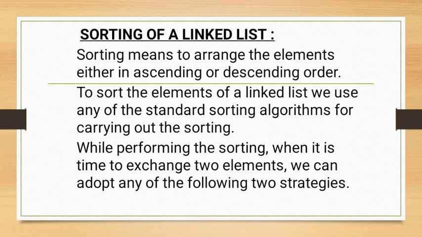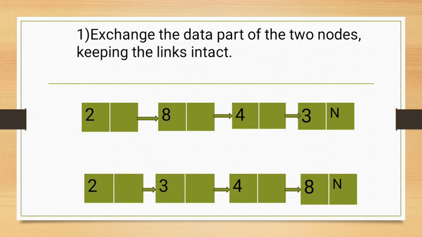So to sort elements of a linked list, we use any of the standard sorting algorithms that we know. You shall discuss sorting algorithms, merge sort, quick sort, and everything. All those sorting algorithms can also be used to sort data items in an array, just like they can be used in sorting data items in any other data structure. While performing sorting, when it is time to exchange two elements, we can adopt any of the following ways, right?